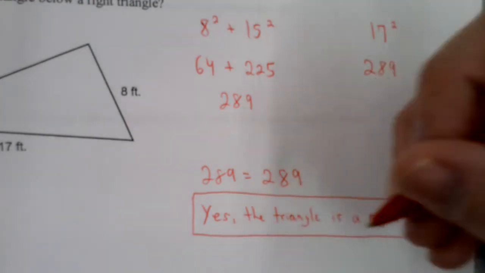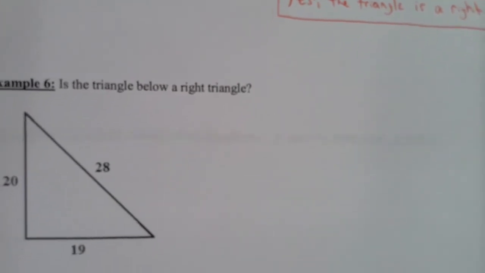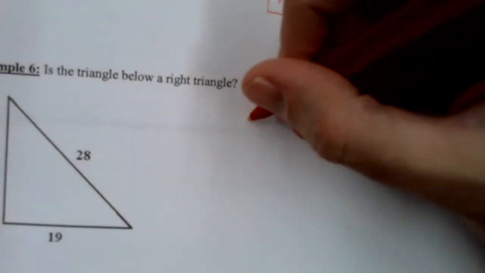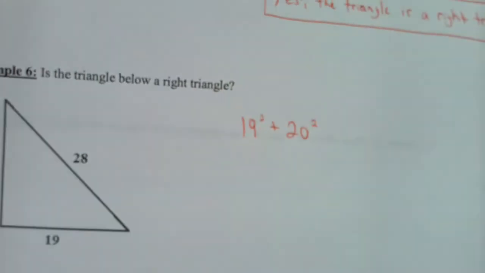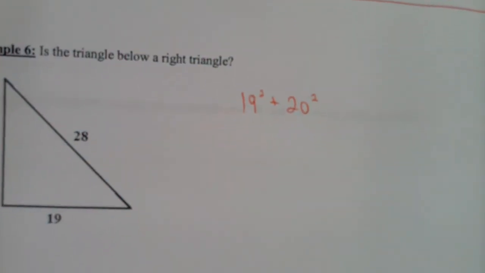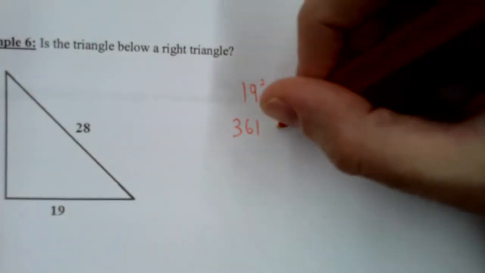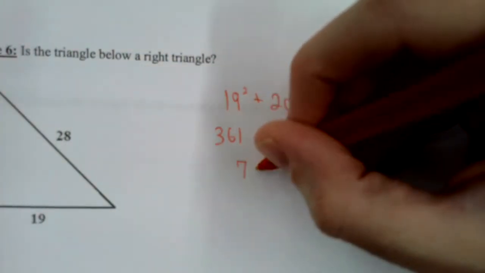Okay, let's do another one. Same type of problem. Is the triangle below a right triangle? So take the two smallest sides, has to be the two smallest sides, 19 and 20. Square those and add them together. 19 squared plus 20 squared. So that's 361 plus 400, 761.